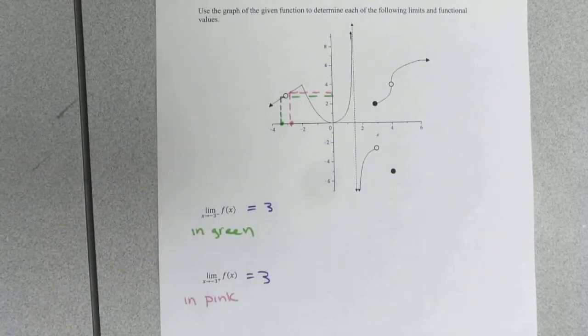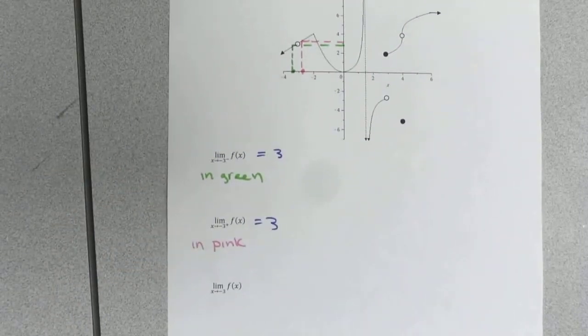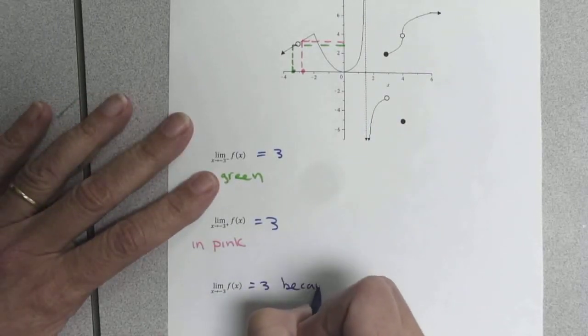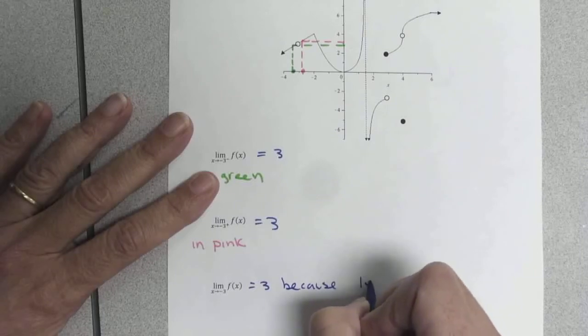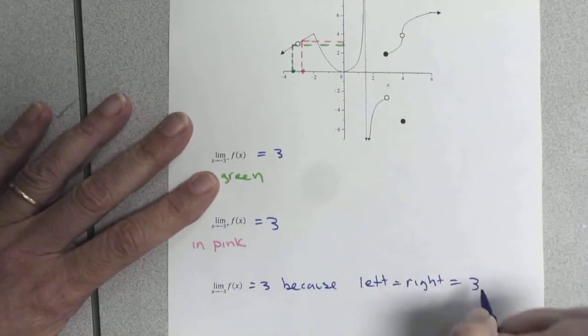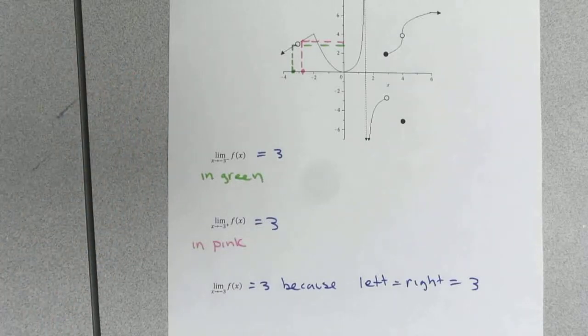Now the two-sided. Well, I have the left and right. So the two-sided also has to be 3 because the left equaled right equaled 3. A two-sided limit exists if and only if left and right limits exist and are equal.